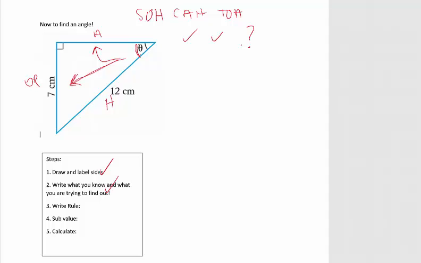So just a reminder that you can only have one unknown. So in this case, I don't know my adjacent, so I know my opposite and I know my hypotenuse, and I am trying to find my angle.